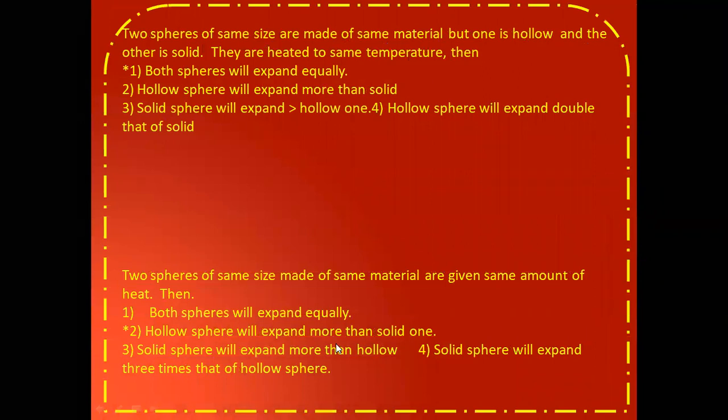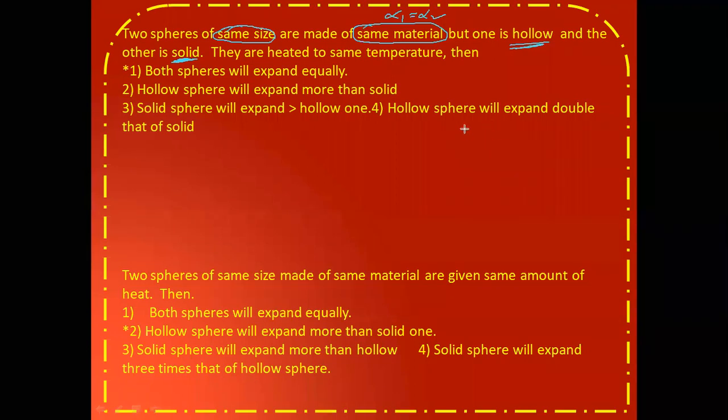So the information they gave is two spheres of the same size, made of the same material. When they gave the same material, what does it mean? Alpha 1 is equal to alpha 2. But one is hollow and the other one is the solid one. That is the information they gave.